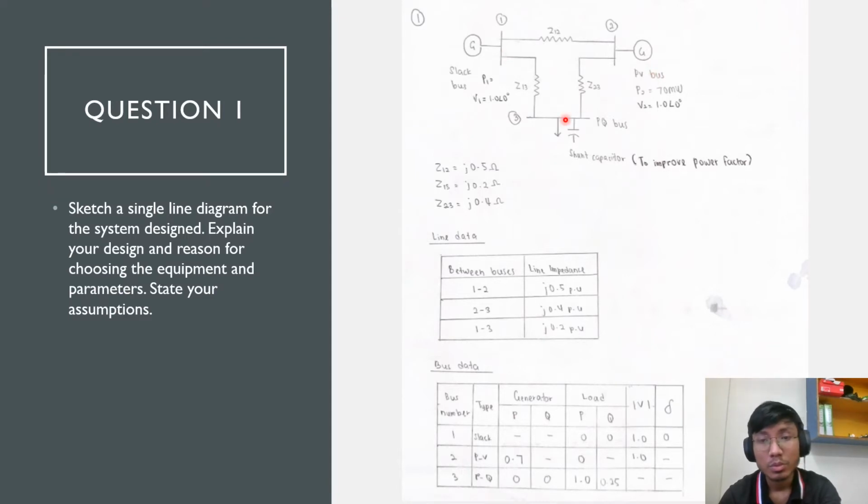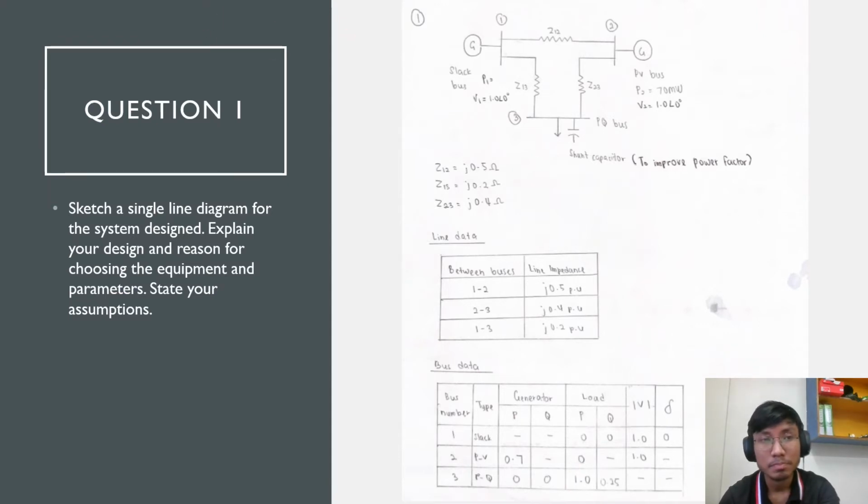Here we use a shunt capacitor to improve power factor. From all these impedance values, we can see that the impedance is small because it ensures lesser loss, which is more efficient in power distribution. These are the line impedances between all the buses, and here are the bus data, which contain the slack bus, PV bus, and PQ bus for all the buses in the system.